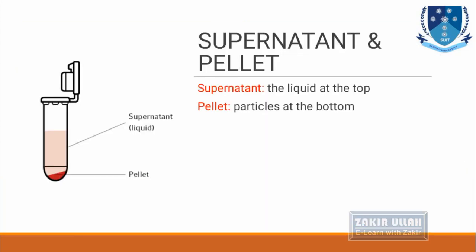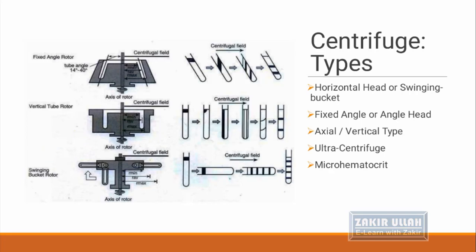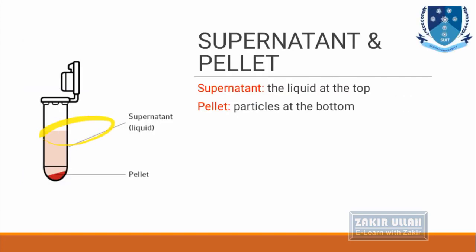Coming to the point, after centrifugation we get two types of portion. One portion is called the supernatant and the other portion is called the pellet. The supernatant is that portion of the solution after centrifugation which is mostly the liquid portion, and it is usually lighter in density as compared to the portion which is on the base.